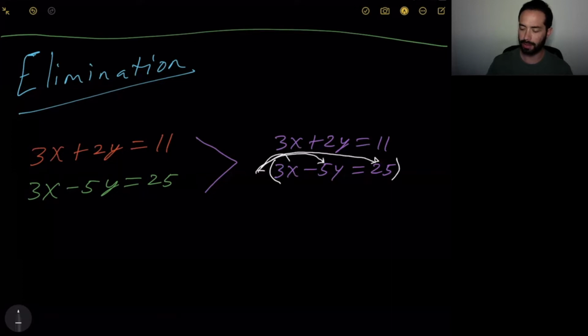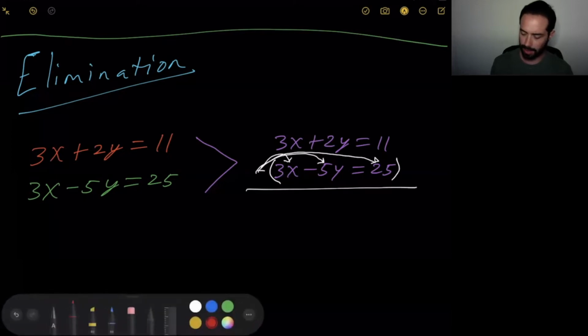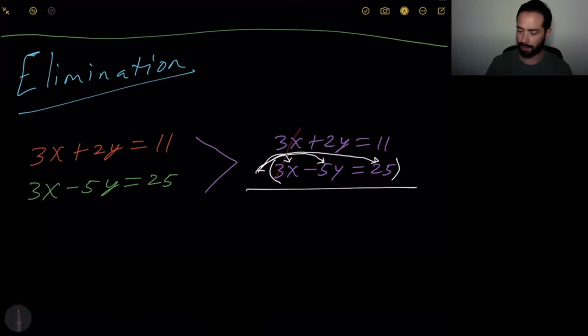Okay, so let's do it. What is 3x minus 3x? Well, that cancels out, and now the 3x's are gone. So the x's are gone, and that's what we want. We want it down to one variable, because when you have two different variables, you cannot solve an equation unless you know one of them, of course.